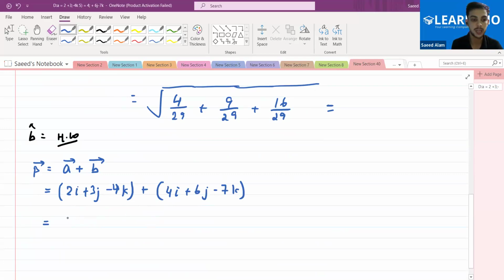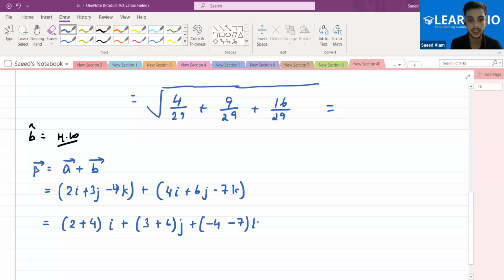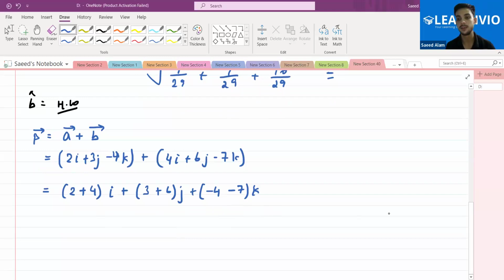So if we keep i common, what will we be left with? 2 plus 4 with i, plus what is inside j, 3 plus 6 with j, and if we take k common, we'll be left with minus 4 and minus 7 with k. Yes or no? Yes, sir. Now calculate it and tell me the final answer.